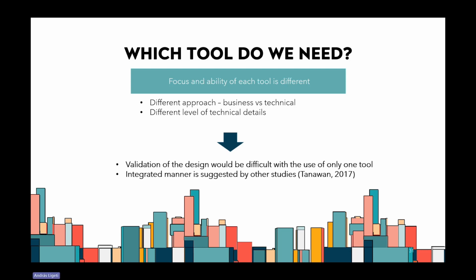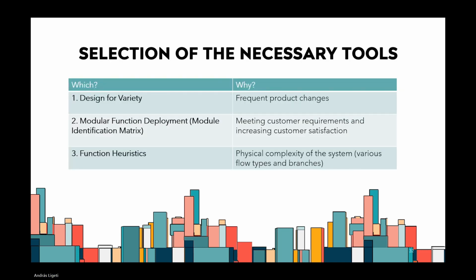We decided to use more than one tool. These are the 2 reasons for this decision. The validation of the product design would be difficult using only one tool, and this is also suggested by other studies, to use multiple tools in an integrated manner. So that's why we decided to use 3 tools. These are the 3 tools: design for variety, modular function deployment, and functional heuristics.